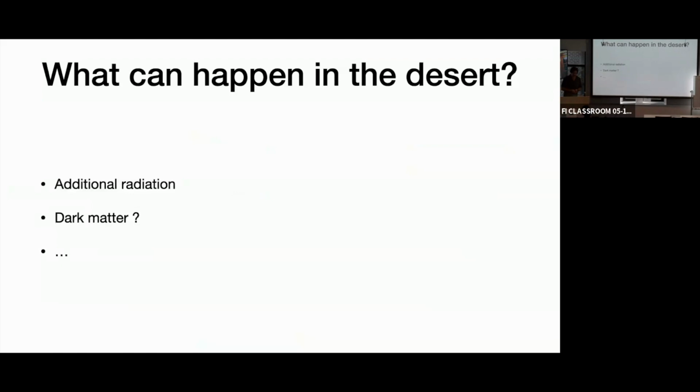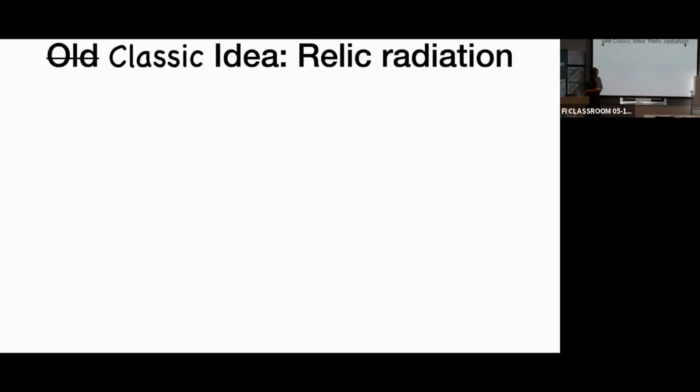So let's talk about what can happen in the desert. What kinds of things can happen? I'm going to start by talking about things which have been around as ideas for a long time. These are classic ideas of what could happen in the desert. One classic idea is relic radiation. So what does that mean?